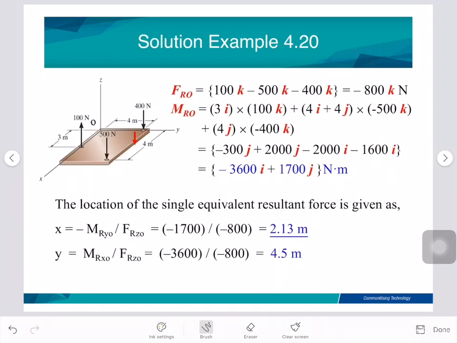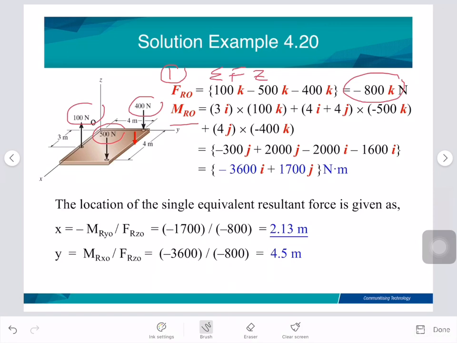So this is number 1. So number 1, you can resolve. So we have the summation of forces in Z. So here we have positive 100k minus 500k because the force is downward, and then minus 400k, also downward. So we can have here the force resultant is equal to negative 800k Newton. Then we can calculate the moment resultant. Okay, so you can have it in matrix form.